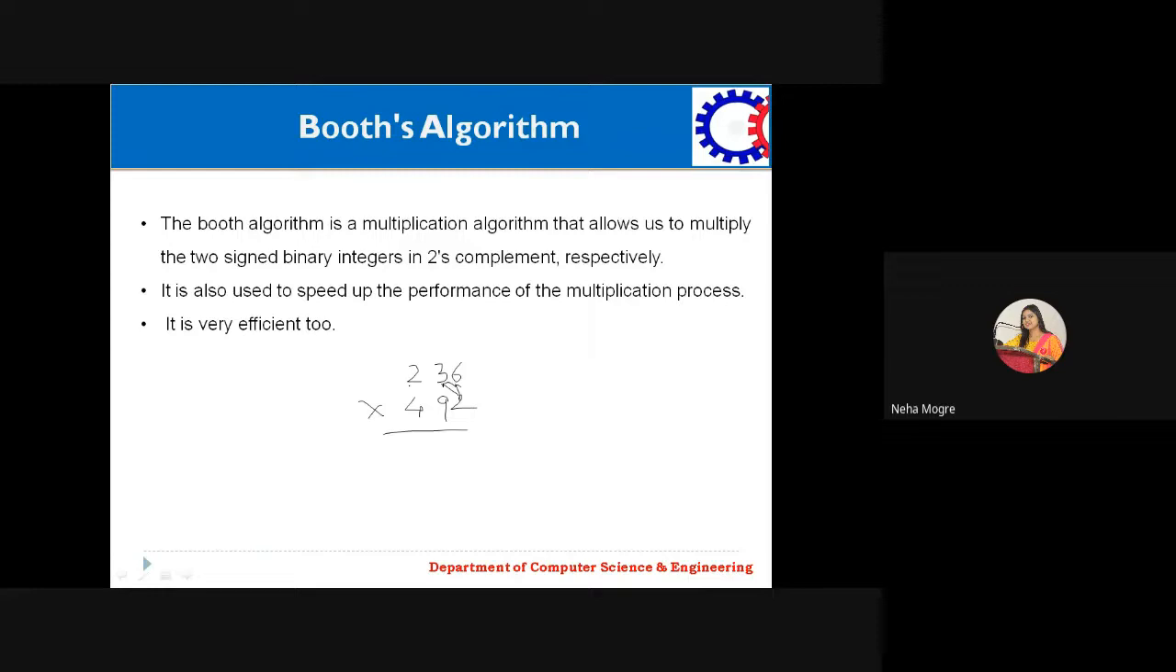2 will be multiplied with all the 3 digits, and 9 will be multiplied with all the 3 digits, and 4 will be multiplied with all the 3 digits. Then we are going to perform the addition, and finally you are going to get the result. So this is the normal multiplication process that you have already studied from your school time.